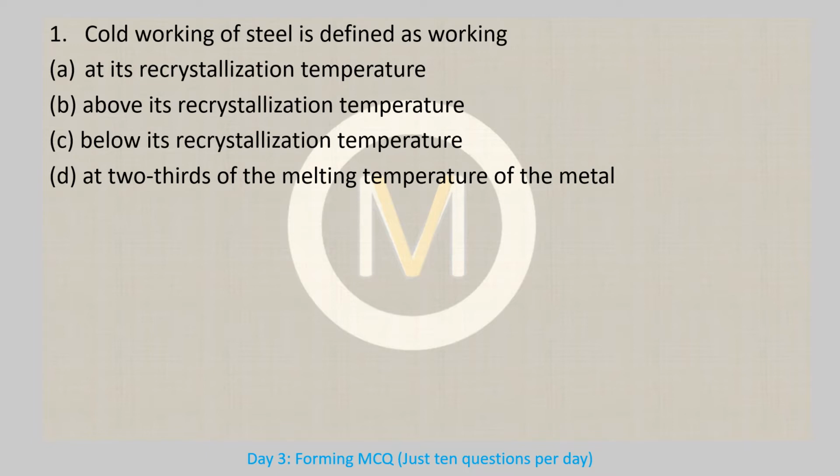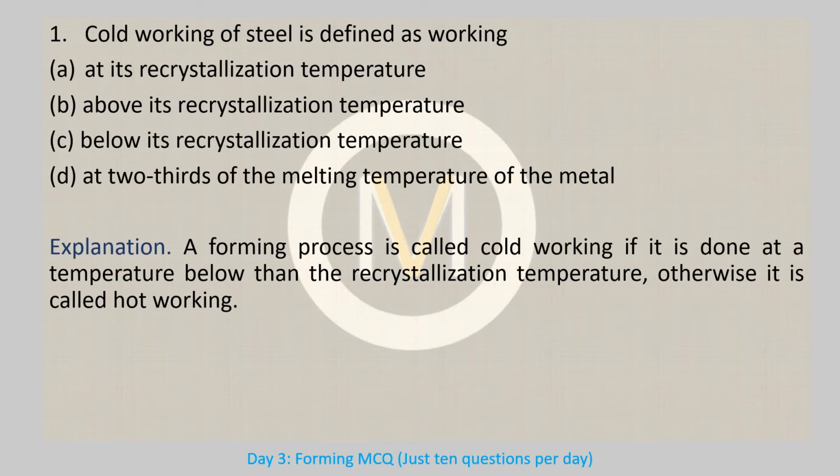Cold working of steel is defined as working at its crystalline temperature, above its recrystalline temperature, below its recrystallization temperature, at two-thirds of the melting temperature of metal. So, when we are doing hot working, we need to restructure the grain, so we have to work above the recrystalline temperature. For cold working, it should be below the recrystallization temperature. So the correct answer will be C.